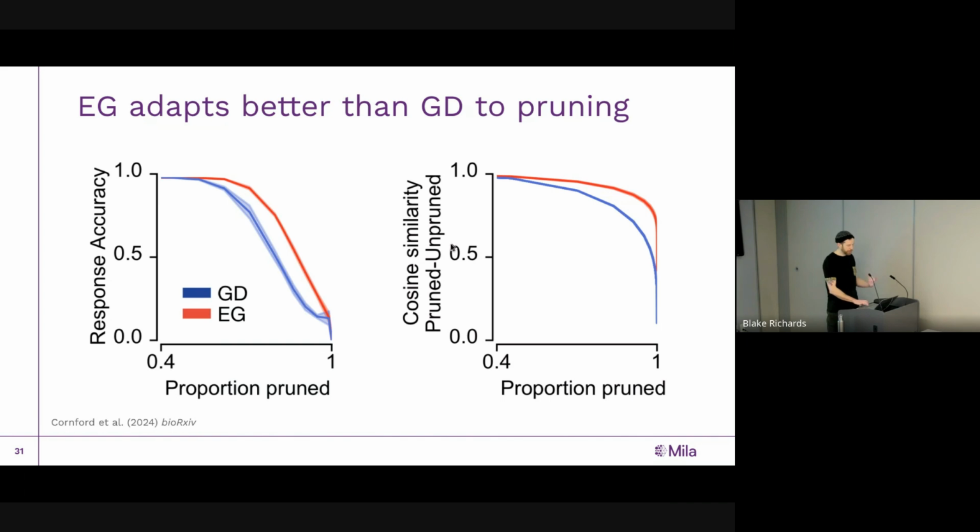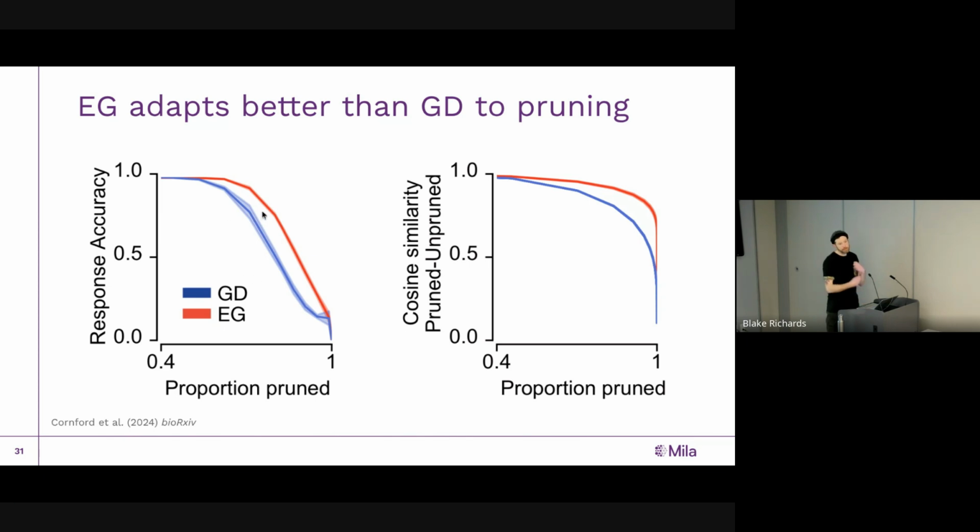So to begin with, here's what you see in terms of the accuracy without any retraining. On the left, this is the response accuracy averaged across all of the 80 modcog tasks as a function of the percentage of synapses that we prune. Now, of course, at 100% synapses pruned, you get 0 performance, so you can't prune to any level. But what you see critically is that the fall off in performance is slower for EG than GD.